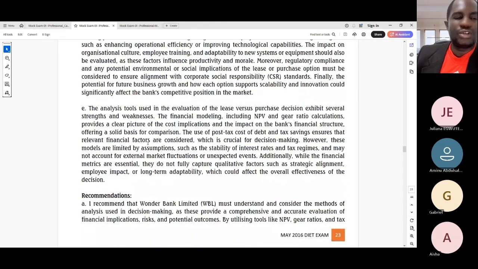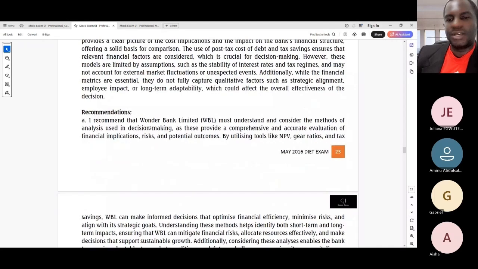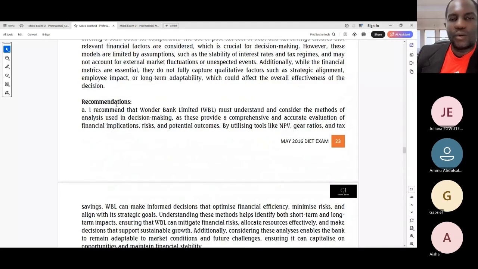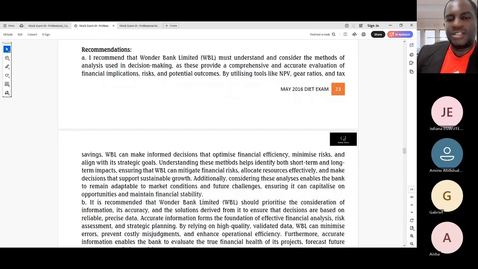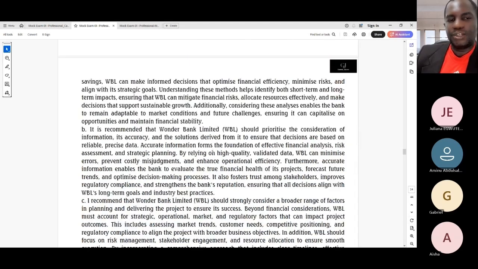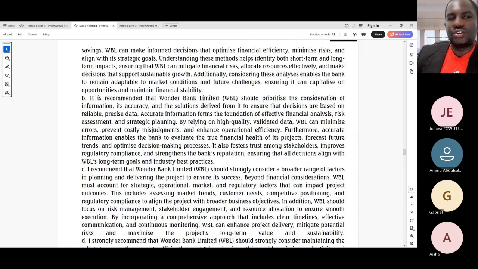Like I said earlier, the conclusion is your statement of the issue or the problem, and your recommendation is the solution to the problem. So we're recommending that Wonderbank must understand and consider the methods used. Tools like gearing and the tax savings will help make informed decisions that optimize financial efficiency, minimize risk, and align with strategic goals. So this is our recommendation. Number 2, we recommend that they prioritize the consideration of information, its accuracy, and how it will impact decision making. So that's number 2 recommendation.